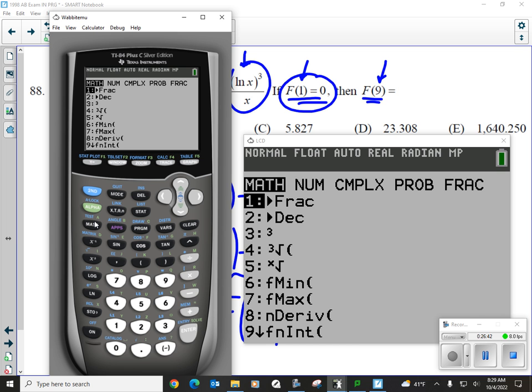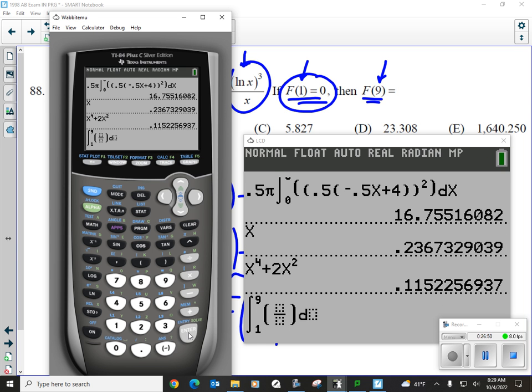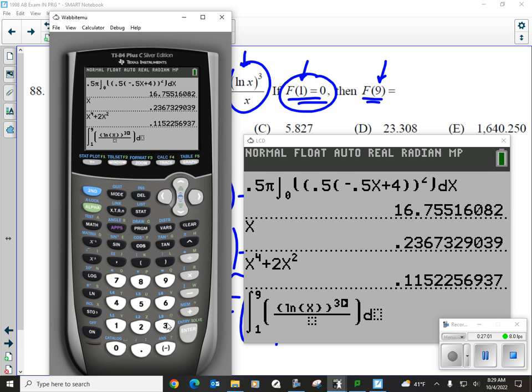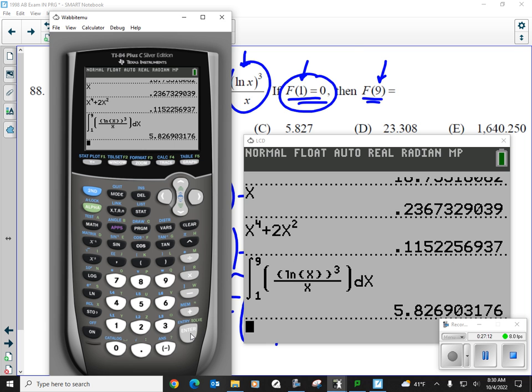Let's go math 9. We are going to go from 1 to 9, and now I'm actually going to use alpha y equals and get to, oh my god, there it is. And put in the ln, parentheses, the ln of x. I've got to cube the whole thing, all over x. And my dummy variable is x. That should give us 5.82. This will round to a 7 because the number after it is bigger. 5.827.